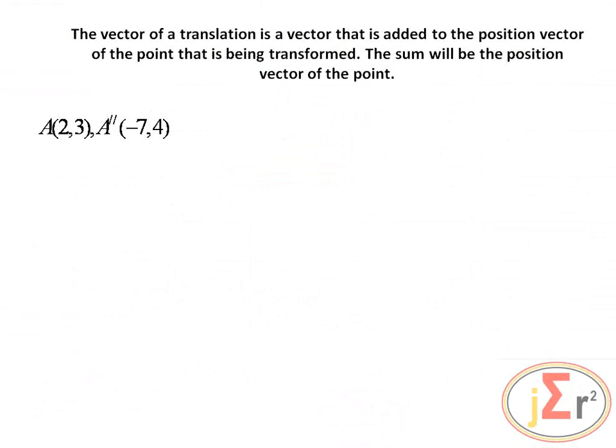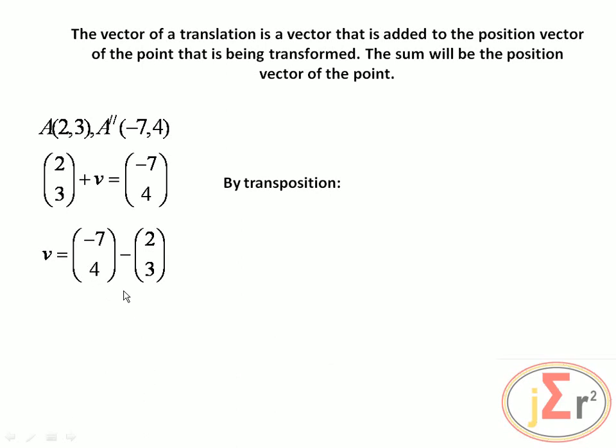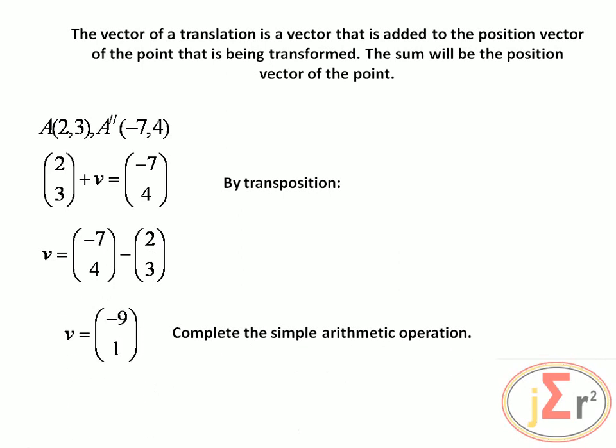The vector of translation is a vector that is added to the position vector of the point that is being transformed. The sum will be the position vector of the image point. We are making use of calculation rather than the grid in arriving at our answer. So the original point A, (2, 3), plus the vector of translation will give us the image of A. So it's just a matter of transposition. We have v = (-7, 4) - (2, 3). Do our little calculation and we have v = (-9, 1). So from an arithmetic standpoint, that is the answer that we would have obtained, which is the same as the one that we obtained from the grid.